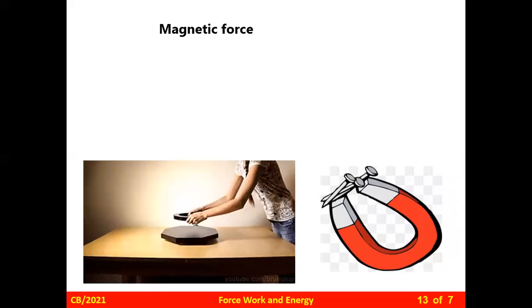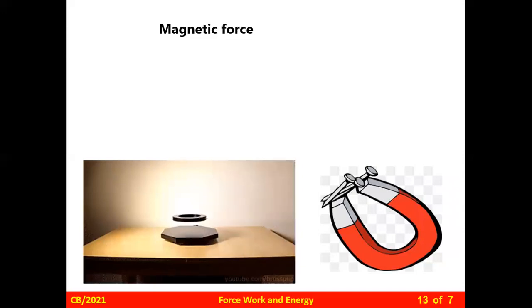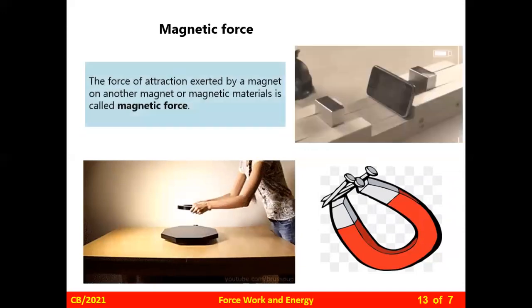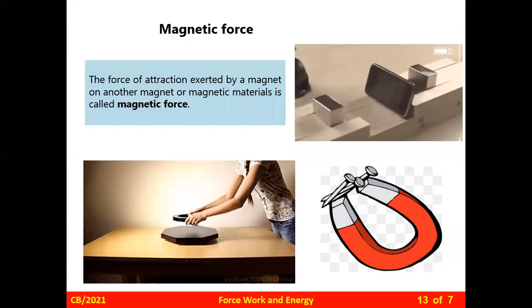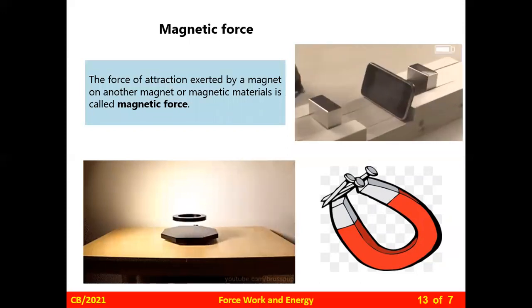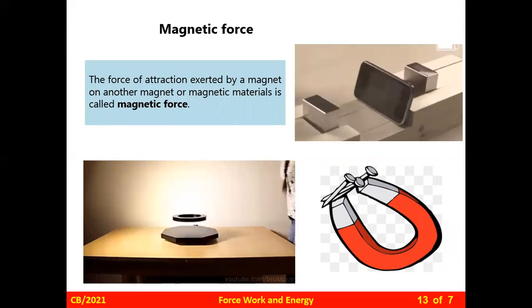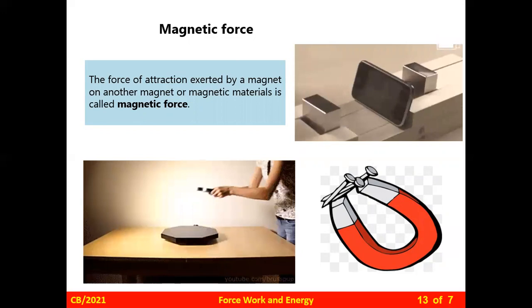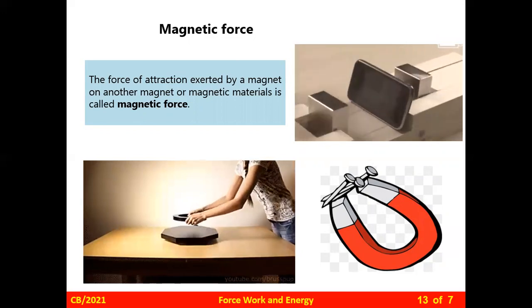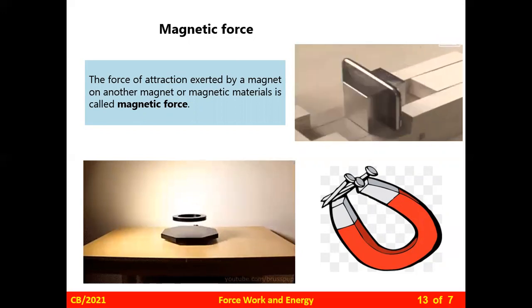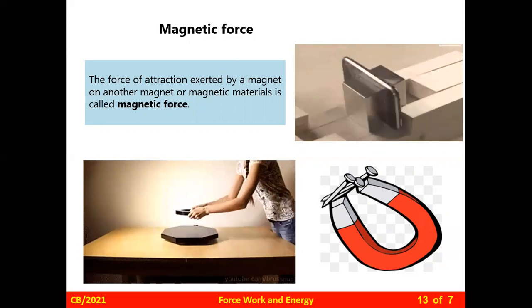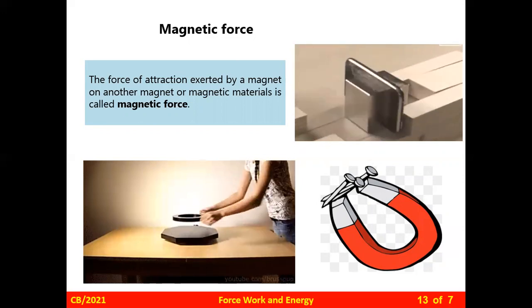Next type of force is magnetic force. Now, as the name says, magnetic force is the force exerted by a magnet on another magnet or magnetic material. Now, a magnetic material could be something like iron. Now, it has the capacity to be attracted by a magnet. So this sort of force is called as magnetic force.